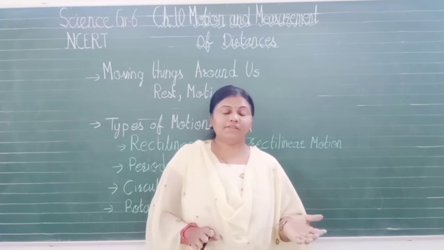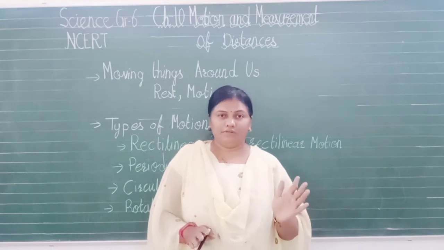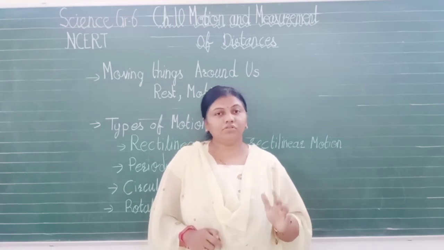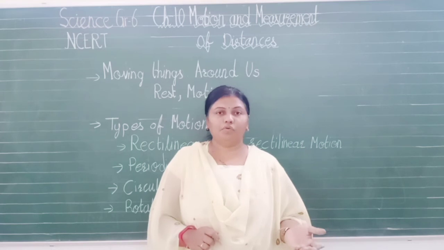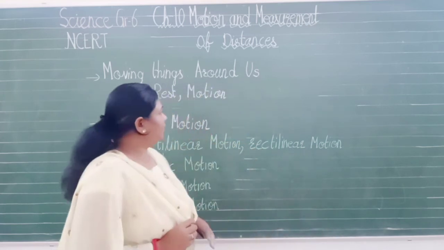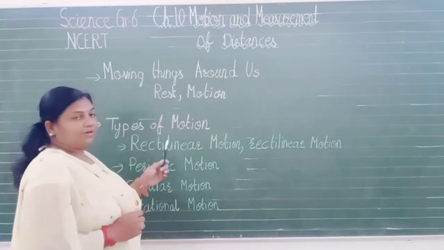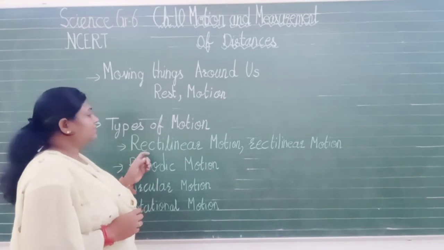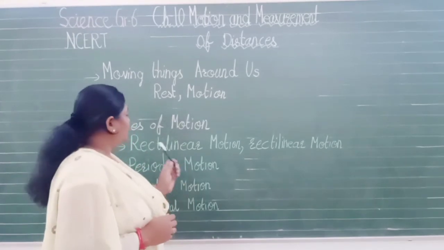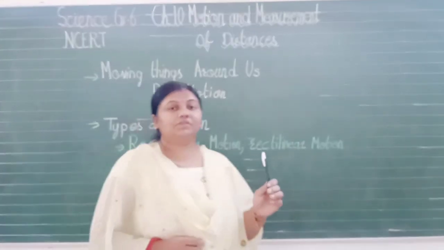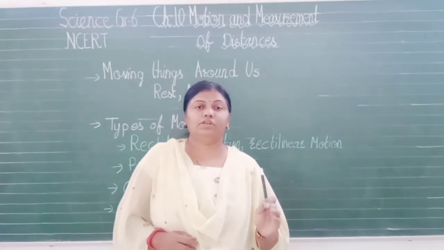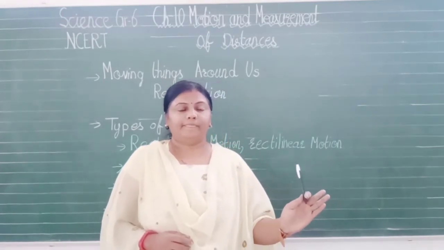Due to streamline structure it can move very well. So here also there are different kinds of motion. Which are those types of motions? Let us see one by one. First one is rectilinear motion. Rectilinear motion means when a body moves in a straight path, isn't it?